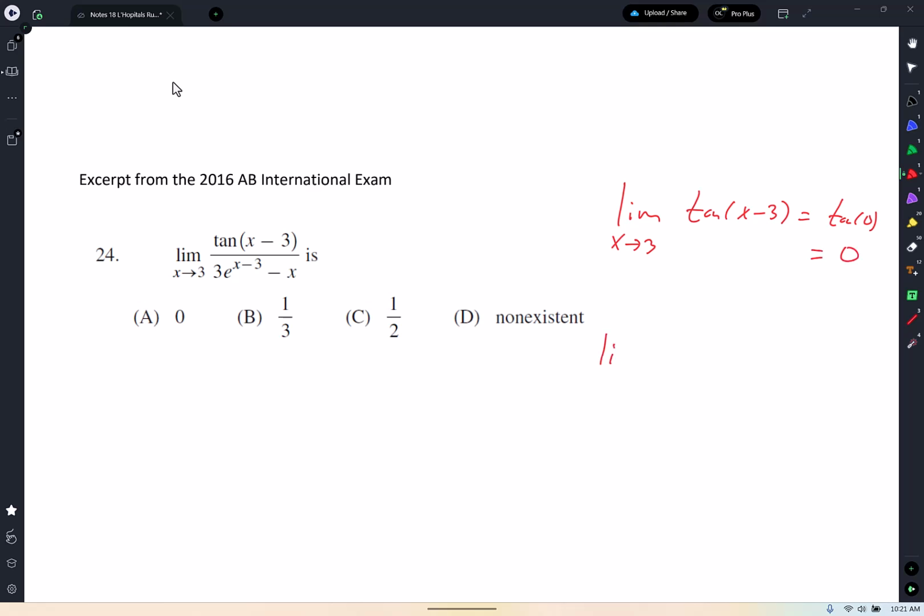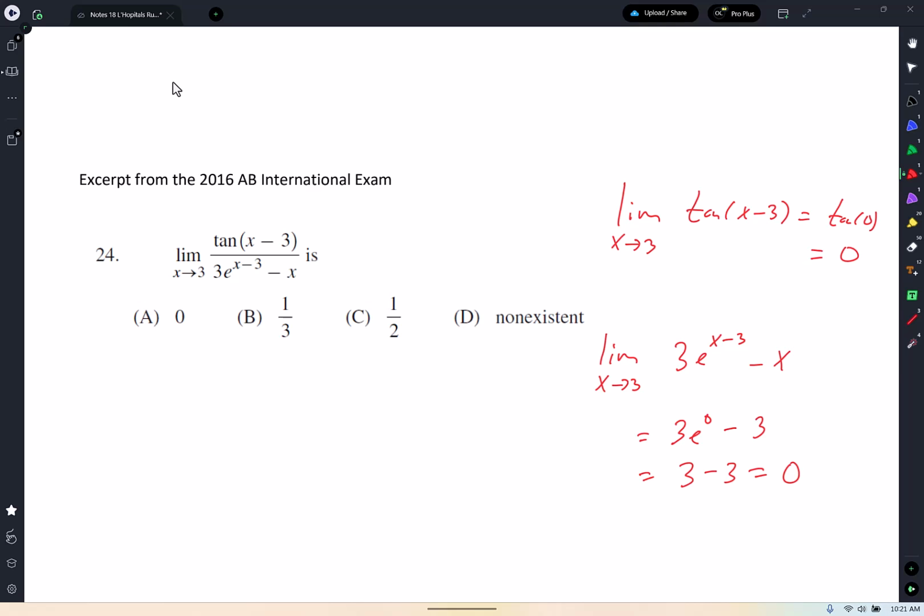Let's do the denominator. Limit as x approaches 3 of 3e to the x minus 3 minus x. So let's see what we get. 3e to the 0 minus 3. E to the 0 is 1, and 1 times 3 is 3. And again, I get 0. And I'll slow down. Now, ask me. Dime. That's Spanish for tell me.